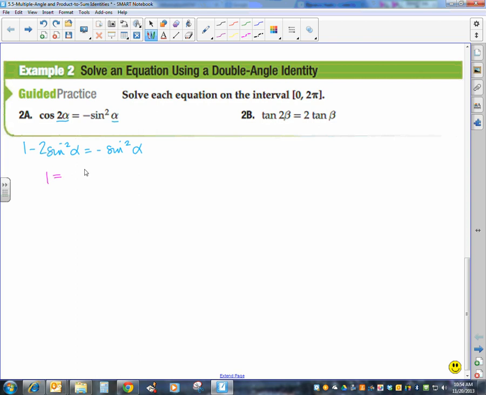So 1 equals, if I add that, I'm going to get 1 equals the sine squared of alpha. Take the square root of both sides, and that gives us plus or minus 1 is equal to the sine of alpha. They asked us for those answers over the interval of 0 to 2 pi. So where is the sine plus or minus 1 between 0 and 2 pi? And quickly, from a unit circle, you can tell that's pi over 2 and 3 pi over 2. So that's our answer.